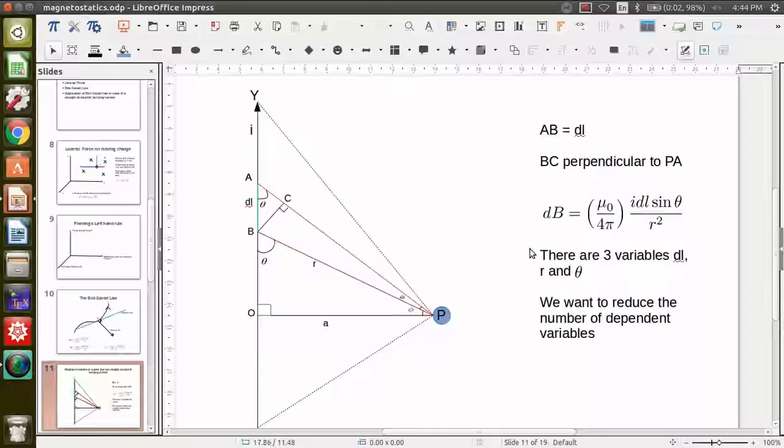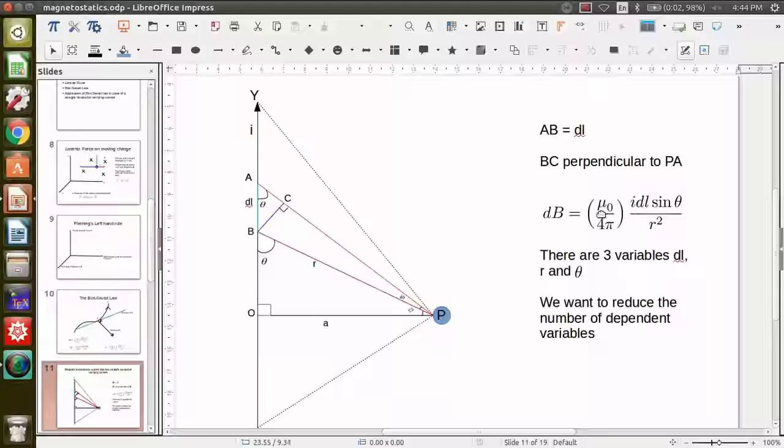But over here what we can see is that there are three different variables. One is dl, another is r, and another one is theta. Now what we want to do? If we want to find the total magnetic field induction, then we have to just integrate this. But how to integrate this? We have three different dependent variables. So now we want to reduce the number of dependent variables.